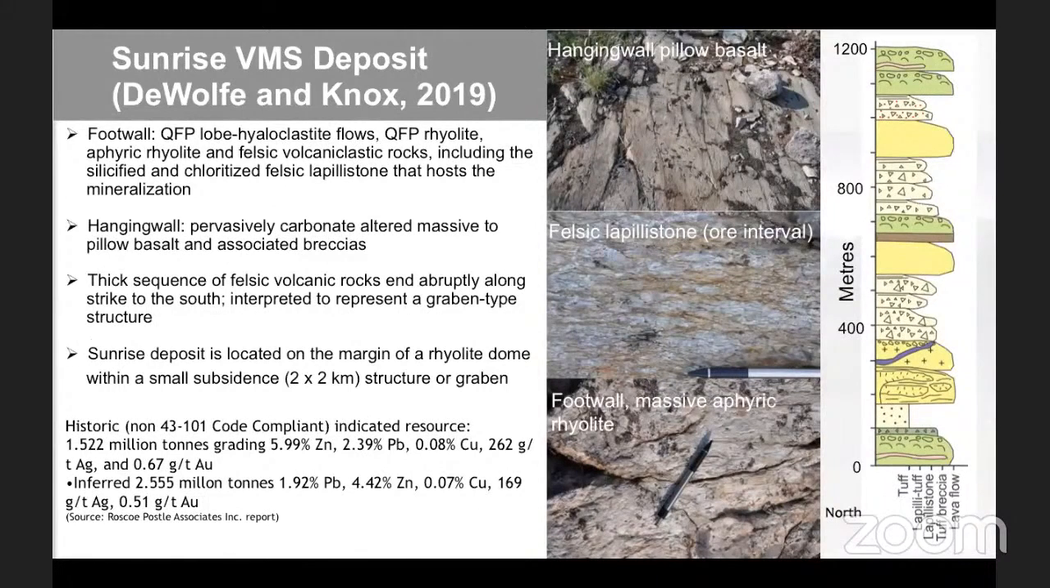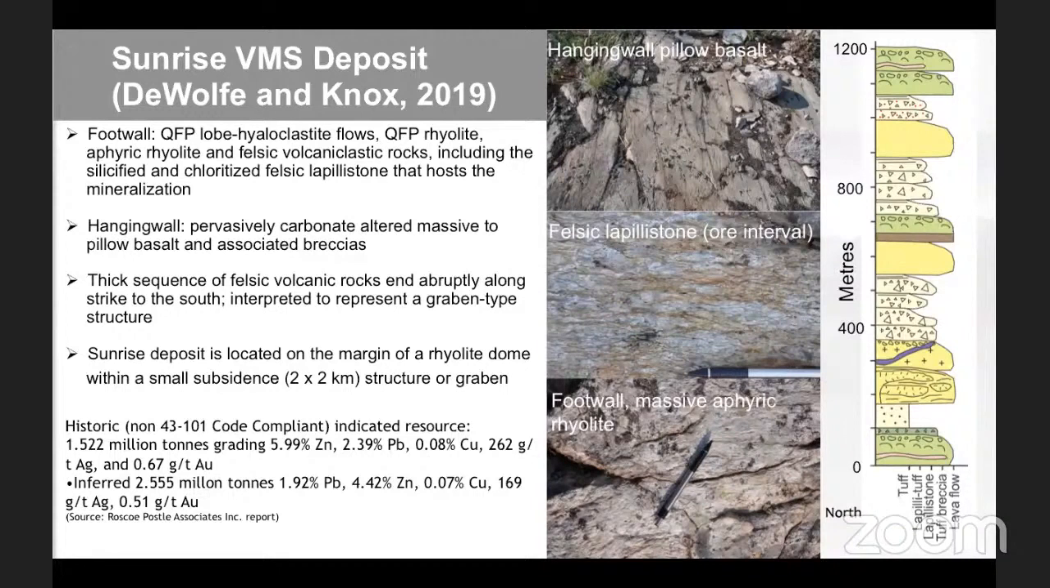Through bedrock mapping and relogging of drill core at the Sunrise VMS deposit, we see that in the immediate footwall of the deposit, we have QFP lobe hyaloclastite flows, competent flows ranging from QFP to aphyric rhyolites, and then younger chloritized felsic lapillistone that are hosting the mineralization. On the bottom part of this slide, I've included the historic non-43-101 code compliant indicated resource and inferred resource for this deposit, as well as some of the grades.